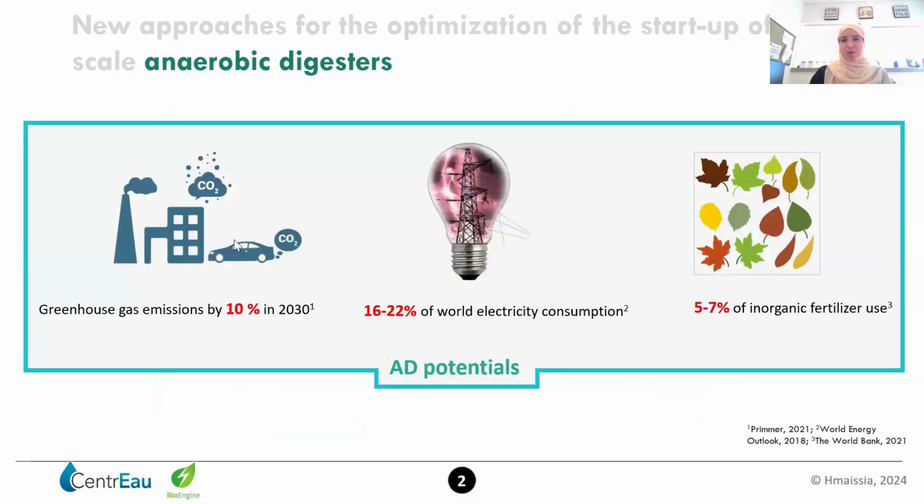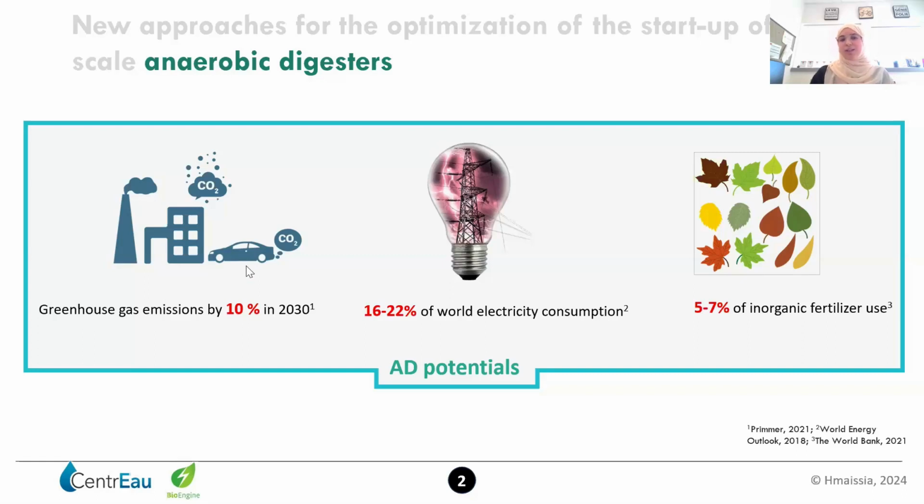So if I want to speak about the potentials of anaerobic digesters in numbers, I could say that we can reduce greenhouse gas emissions by 10% by 2020, and 30% if we use anaerobic digestion. And if we gather all of the available organic waste that we have on the planet and apply anaerobic digestion on them, we could cover almost 20% of world electricity consumption and 5 to 7% of inorganic fertilizer use.